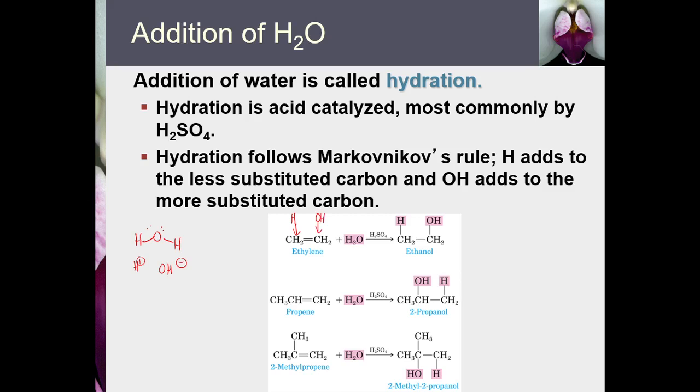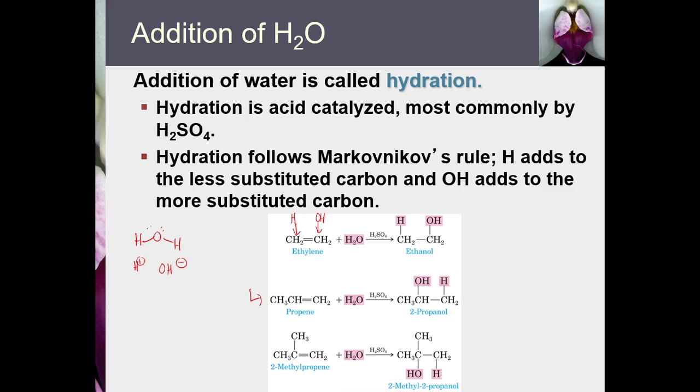So, in essence, the double bond will break, it will become a single bond, and the H will attach to the carbon here, and then the OH will attach to the carbon here. So that's why your ethylene will now become ethanol. Here you will better appreciate what we say about the Markovnikov rule.